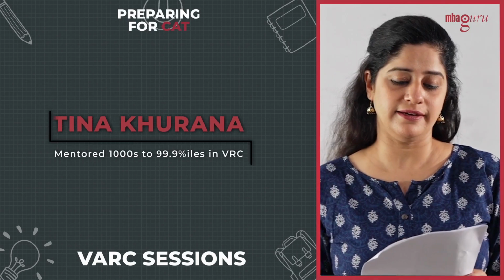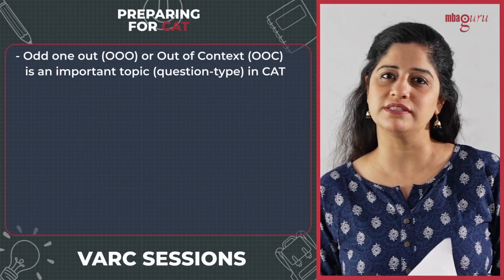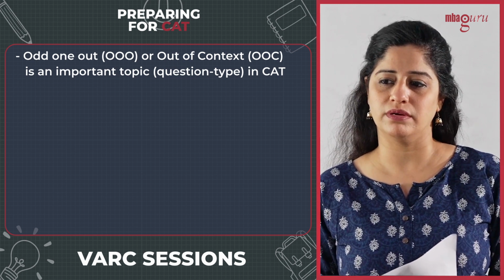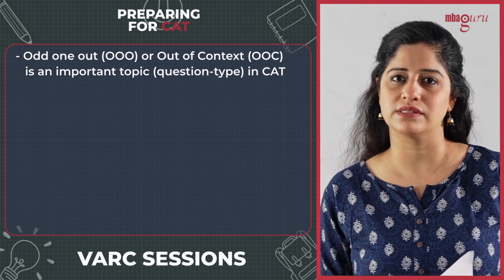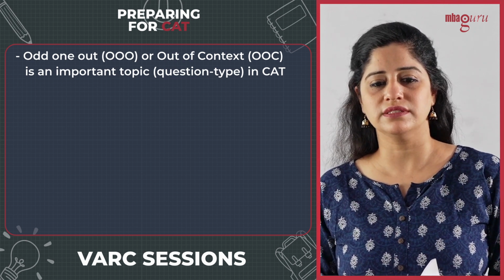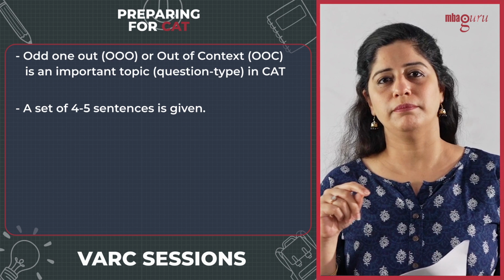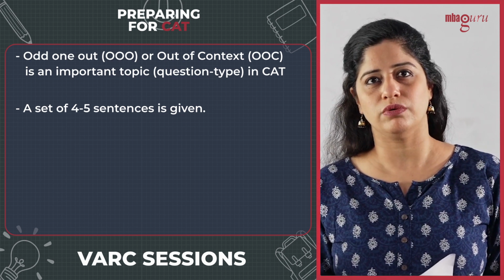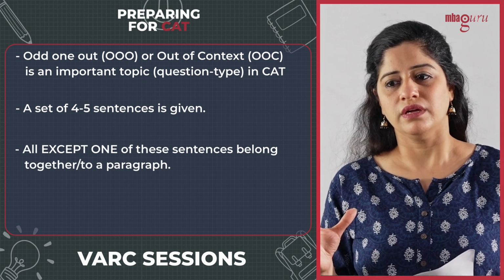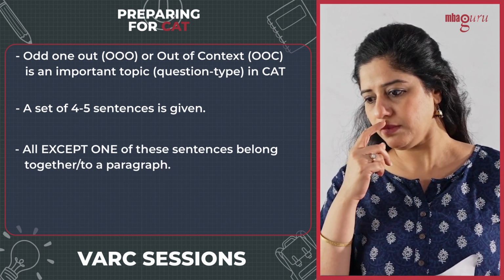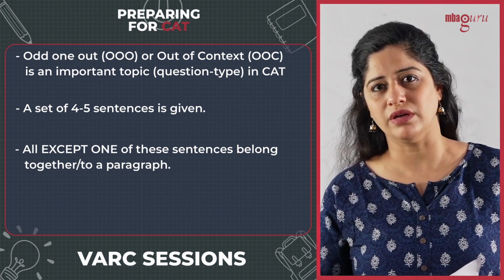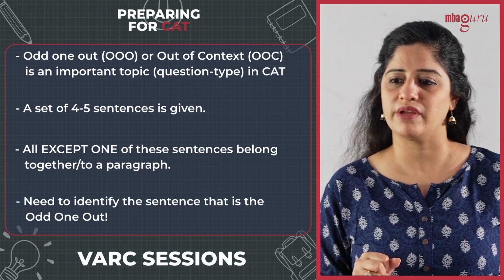Hi guys, a common question that appears in CAT, the management entrance exam conducted by the IIMs, is where you're given a set of sentences, and these sentences, except one, belong to a paragraph. So for example, I give you 5 sentences. One out of these 5 is an odd one out, which means the rest 4 make up a paragraph. However, the 5th one does not belong to the paragraph.